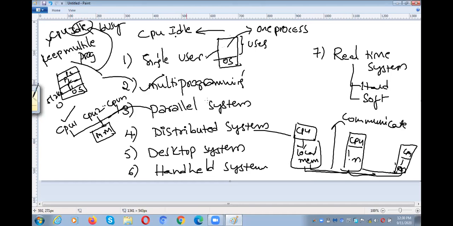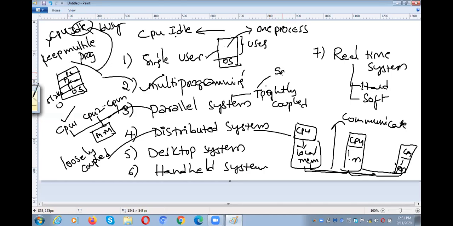That is the reason why parallel systems are also called tightly coupled systems. And distributed systems are the best example of loosely coupled systems. This is a very, very important question. Tightly coupled means all the processors share the same memory and are synchronized to the system clock, whereas in loosely coupled systems, all the systems have their own memory. That is the difference between these two.